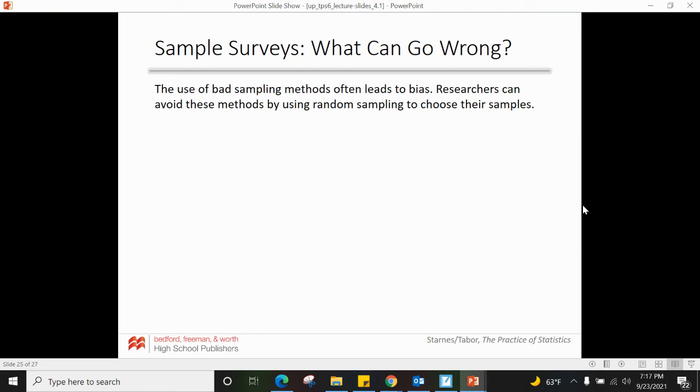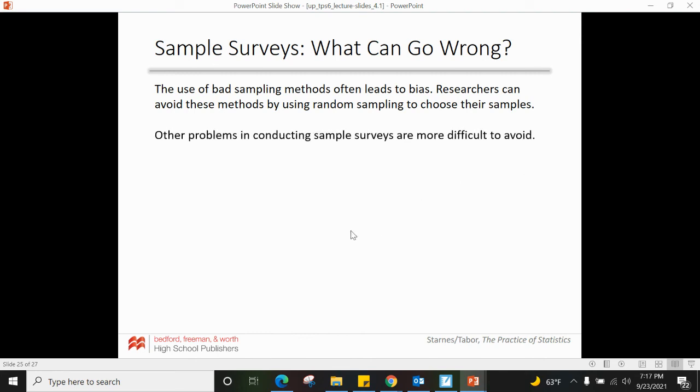So the use of bad sampling methods often leads to bias. Researchers can avoid these methods by using random sampling to choose their sample. So hopefully we get a good sample. If we have a bad sample, then it's hard to trust that the data that was collected can be used to talk about the whole population, because you could be excluding some groups, or it's just not an accurate representation of the population. So that's what could go wrong with the sampling process.